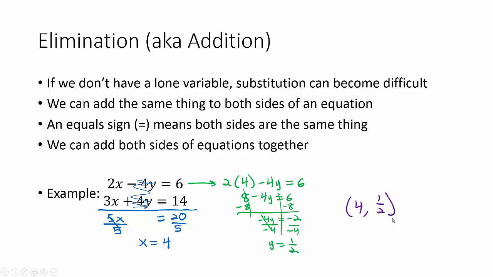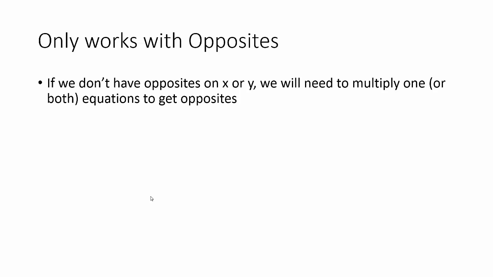And the way we got that is we added the 2 equations together because we had negative 4y and positive 4y that would subtract out to 0. That is going to be our goal today, that we add equations so that one variable subtracts out to 0, which means it only works with opposites. If we don't have opposites on either x or y, we're going to have to do a bit of work to get there by multiplying one or both equations by a constant to get the opposites that we want.